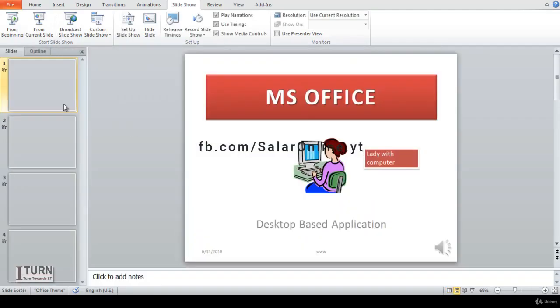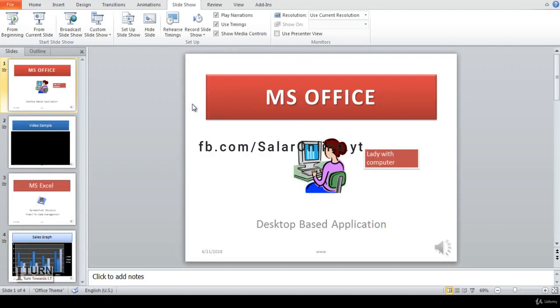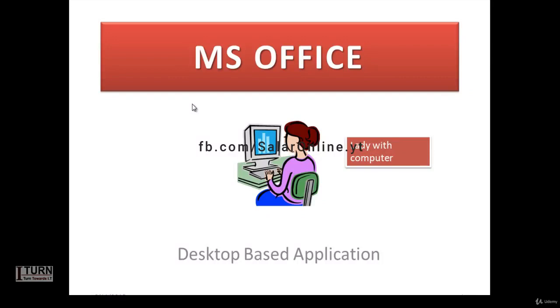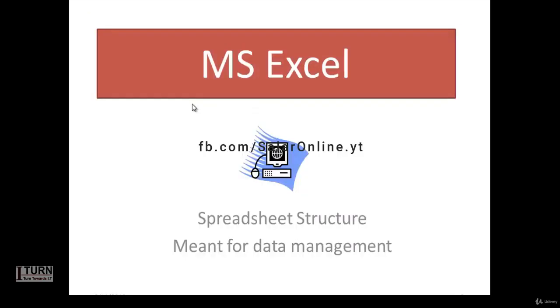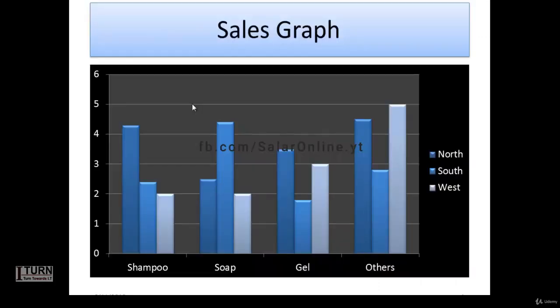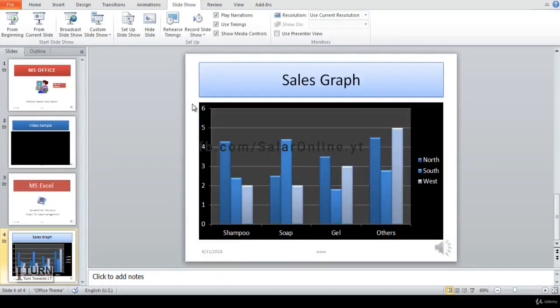So this is it. If I run this now, you will be able to hear my narration voice also. You can see my voice is also recorded. This is the second slide, this is the third slide which is going to describe the MS Excel, and this is the fourth slide related to sales graph. So this is how you can automate slideshow running.